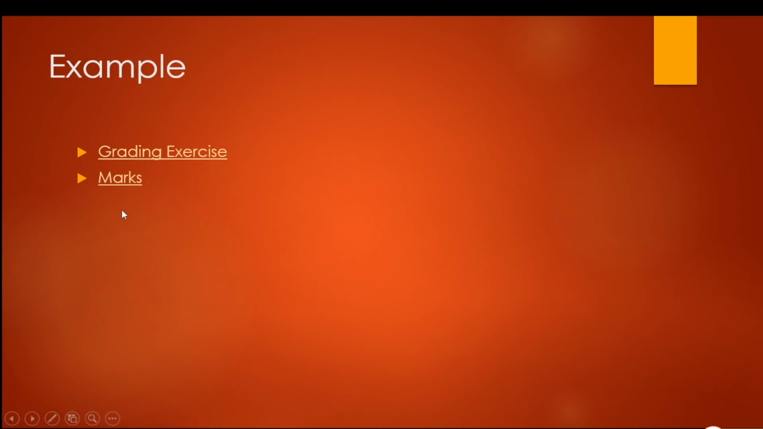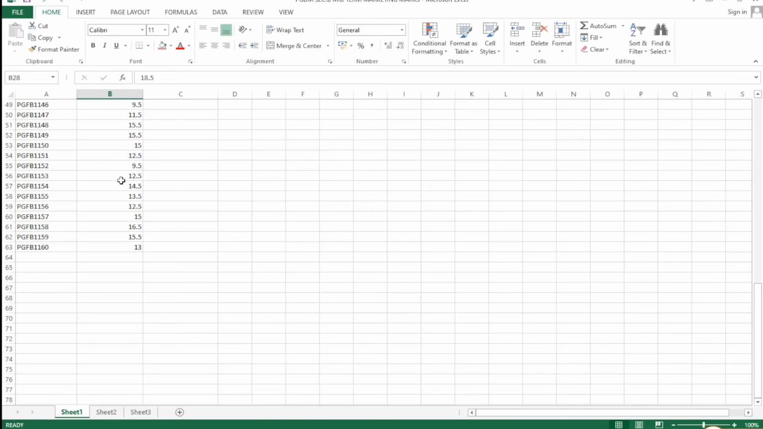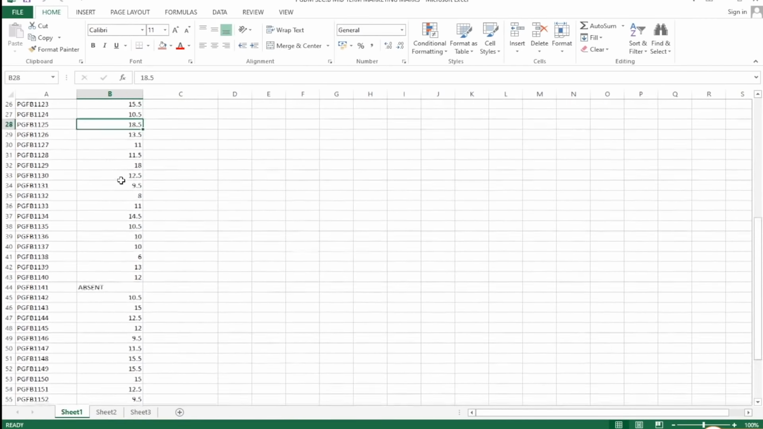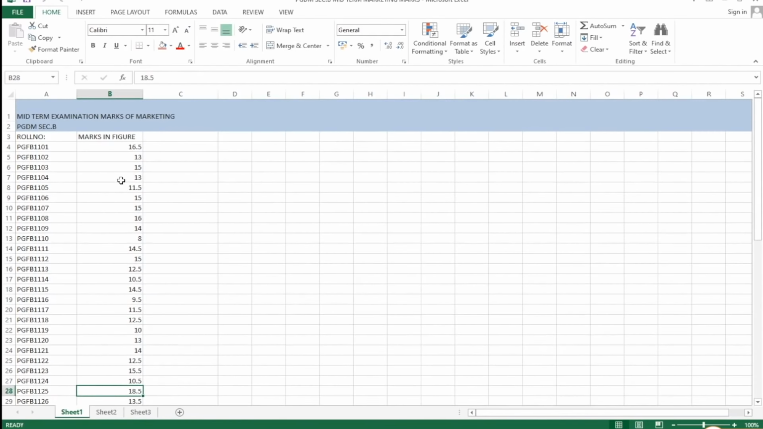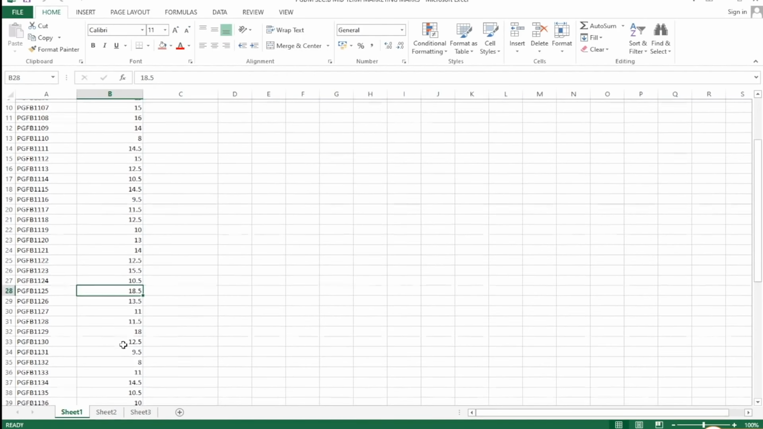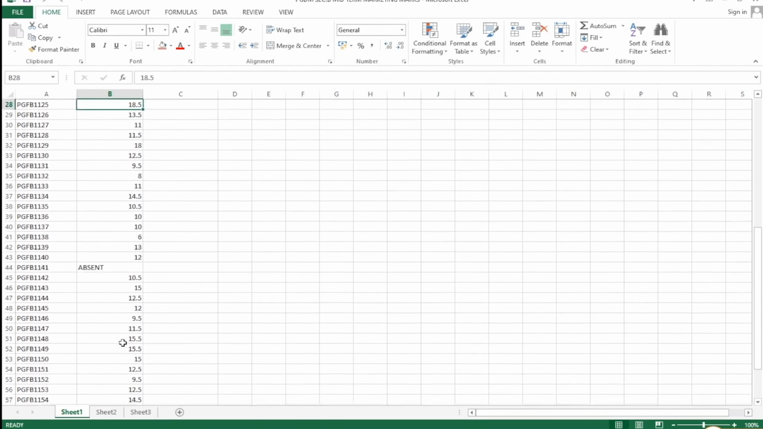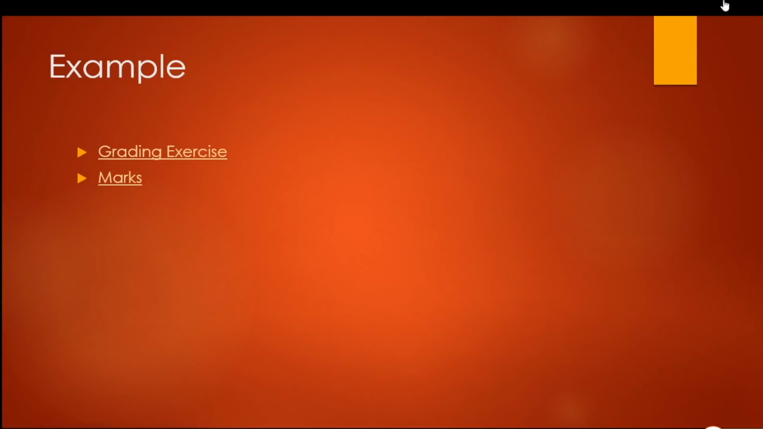Now let's come to an example. So first what I do is I show you the marks. As a teacher, I have gone in for evaluating my students out of 20, and this is a midterm examination marks of marketing section B, right? So these marks are out of 20 which I have calculated. So this thing you all do in your teaching life.